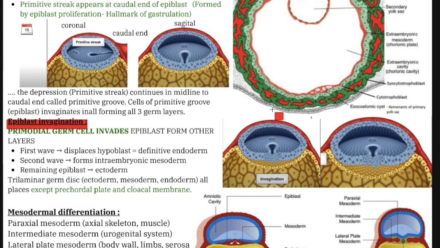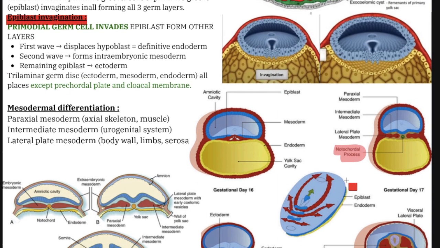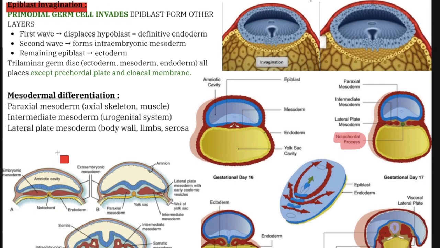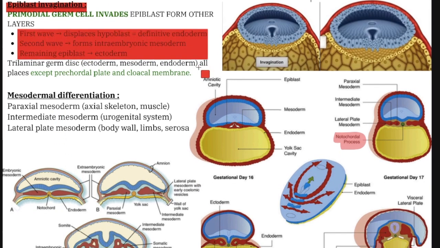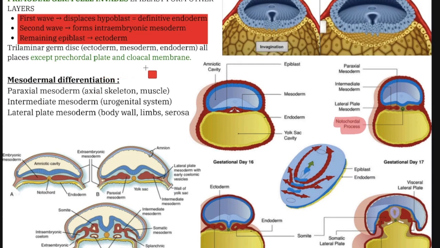The first wave of cells displaces the hypoblast to form the definitive endoderm. The second wave forms the intraembryonic mesoderm. The remaining cells of the epiblast now become the ectoderm. With this, the bilaminar disc has been transformed into a trilaminar germ disc, composed of ectoderm, mesoderm, and endoderm. These three germ layers will give rise to all tissues and organs in the body.